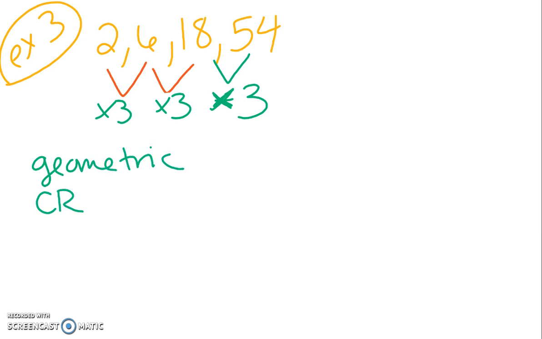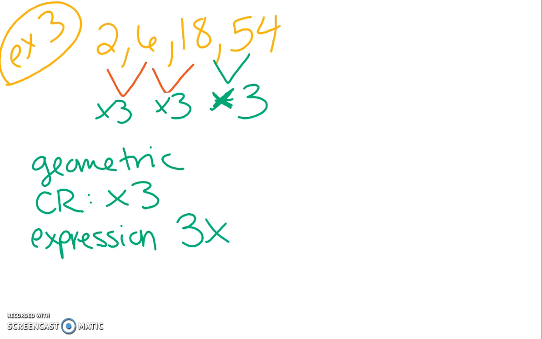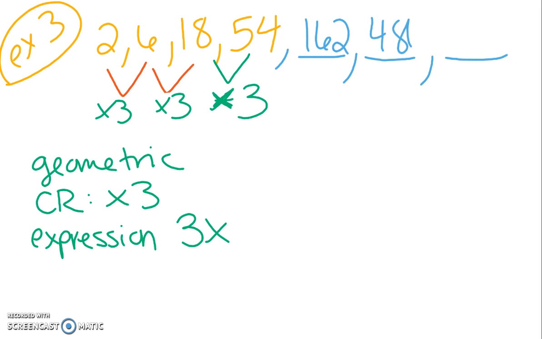My common ratio is times 3. My expression is any number times 3. You want to write that as 3x. And then I need to find the next 3 in my sequence. So let's say 1, 2, 3. 54 times 3 is 162. 162 times 3 is 486. And 486 times 3 is 1,458.